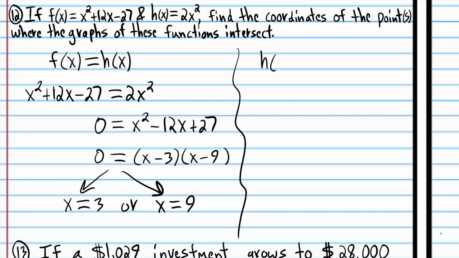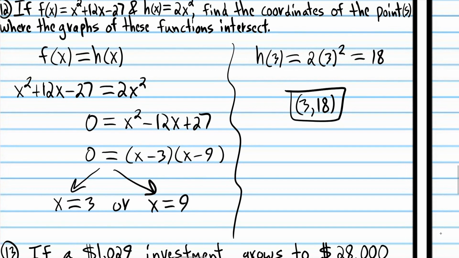I'm going to say x is 3. And then we have 2 times 3 squared, which is 2 times 9, which is 18. So now our point is 3, 18. So that's one of the points.